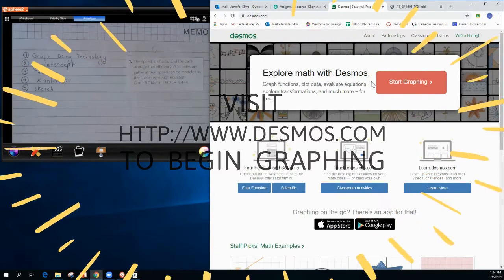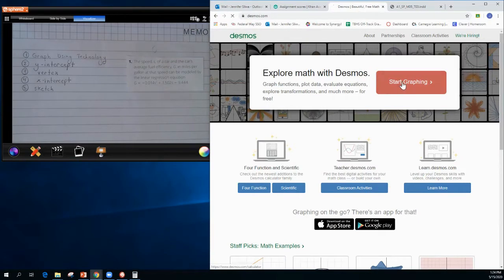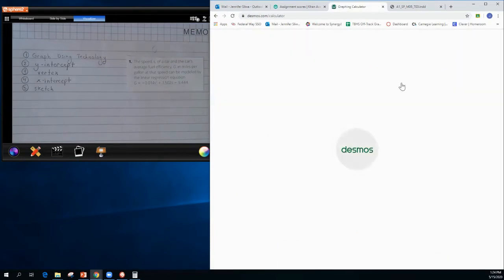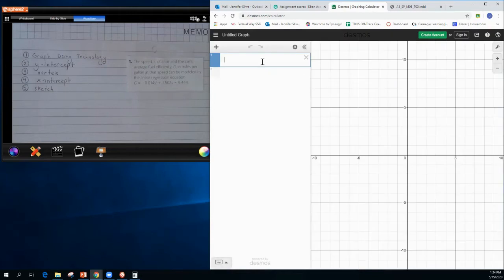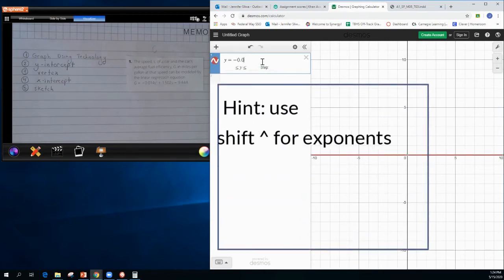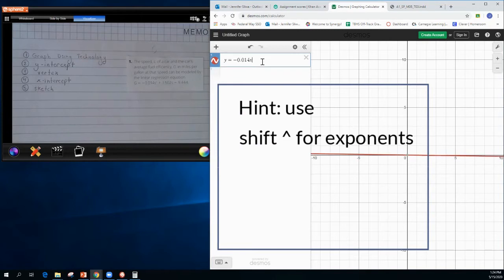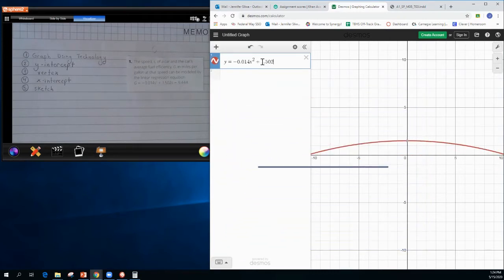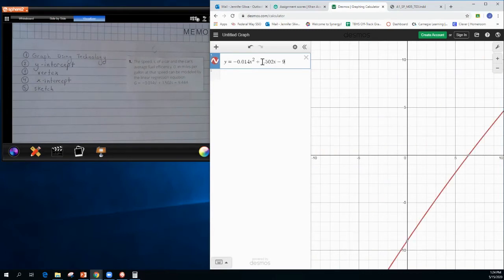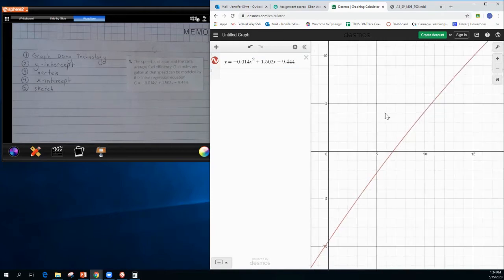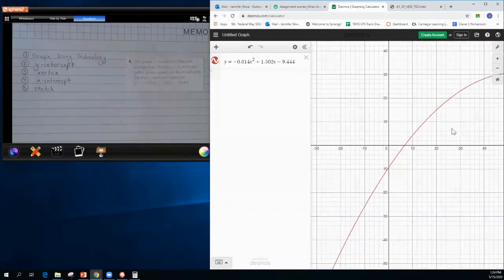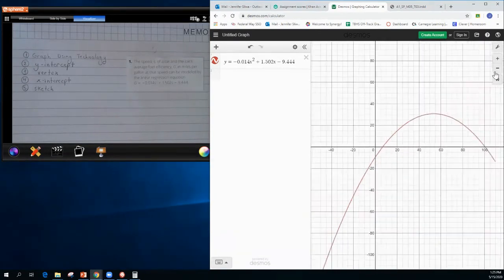Start by using technology to graph the quadratic. Replace variables with x's and y's. And adjust your screen so that you can see the y-intercept, the vertex, and the x-intercept.